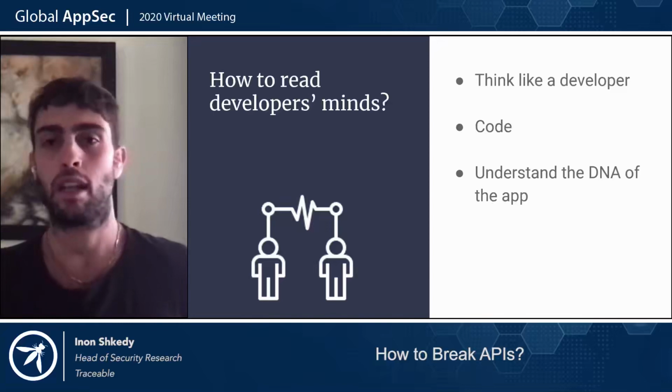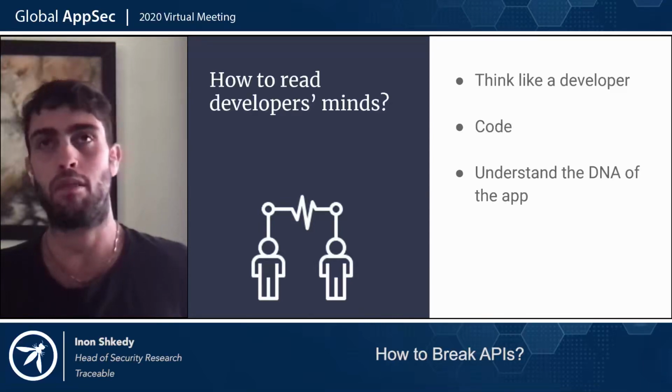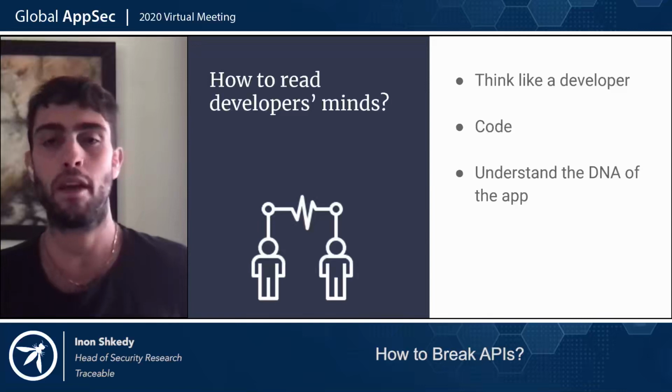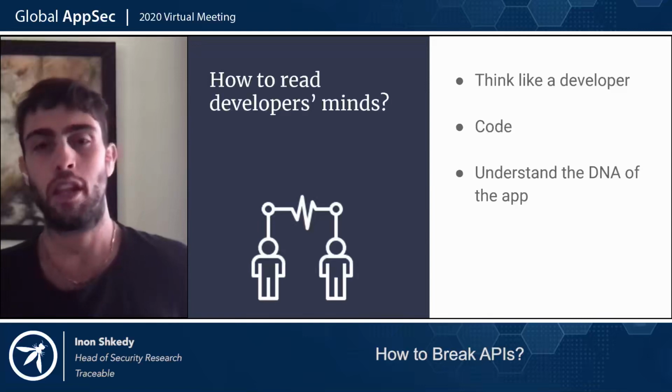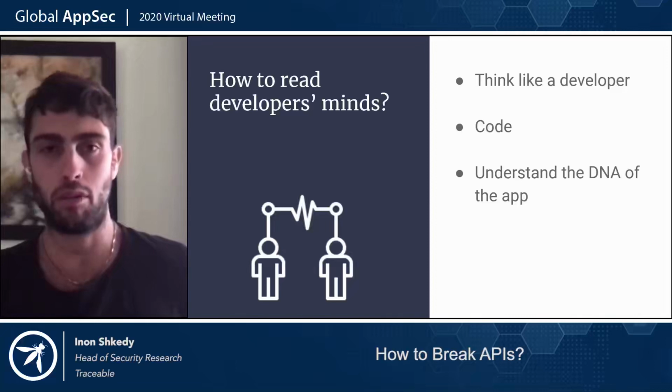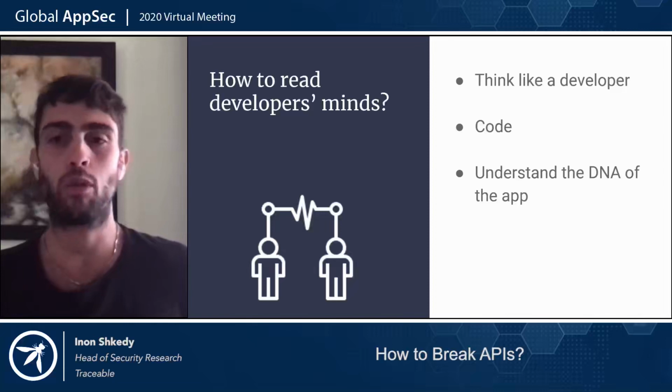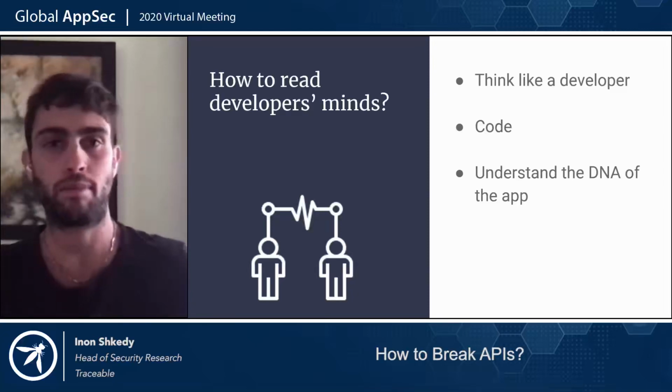And the third point is to understand the DNA of the app. The DNA of the app would allow you to understand better the business logic of the app. And it's very important to understand that today, when we talk about API vulnerabilities, many of them are based on business logic abuse of the application. So in order to abuse the business logic, you need to understand the business logic.